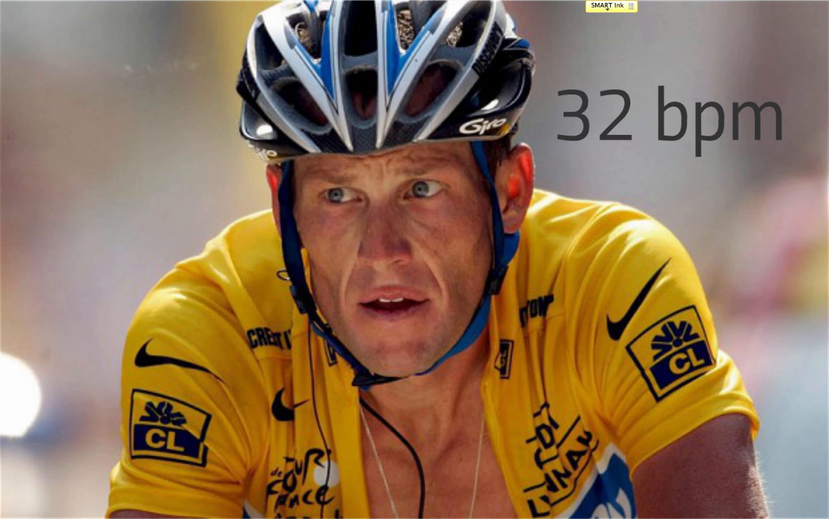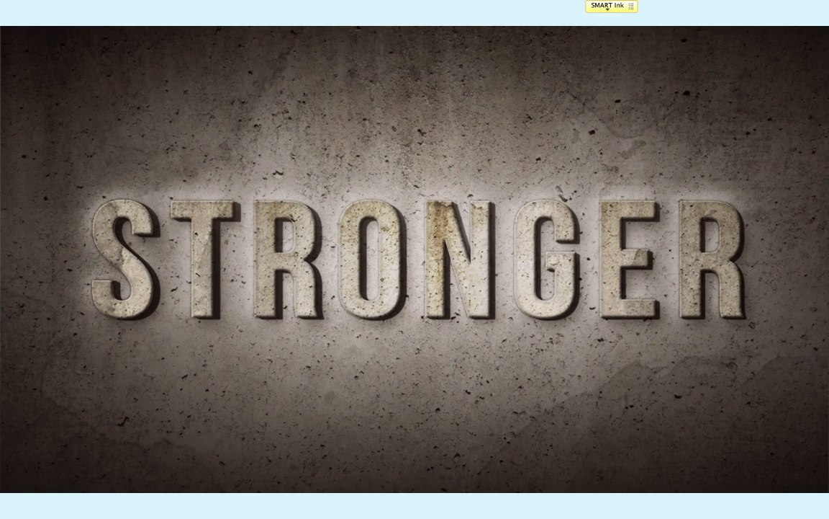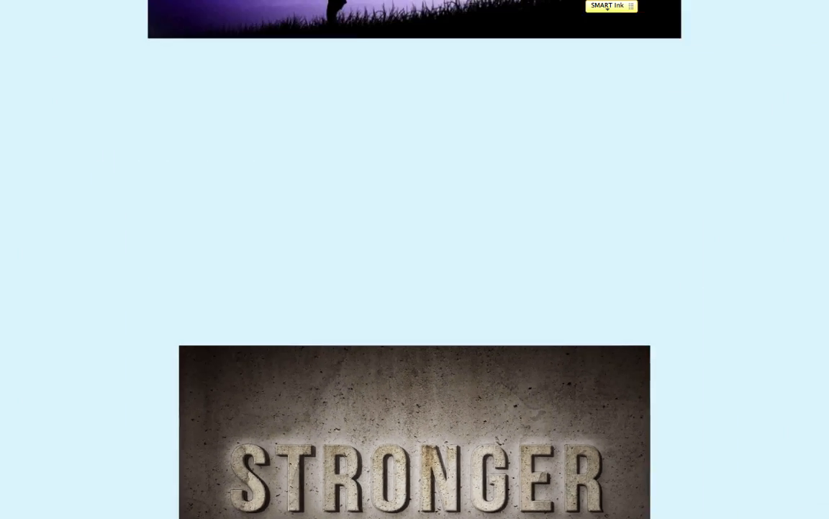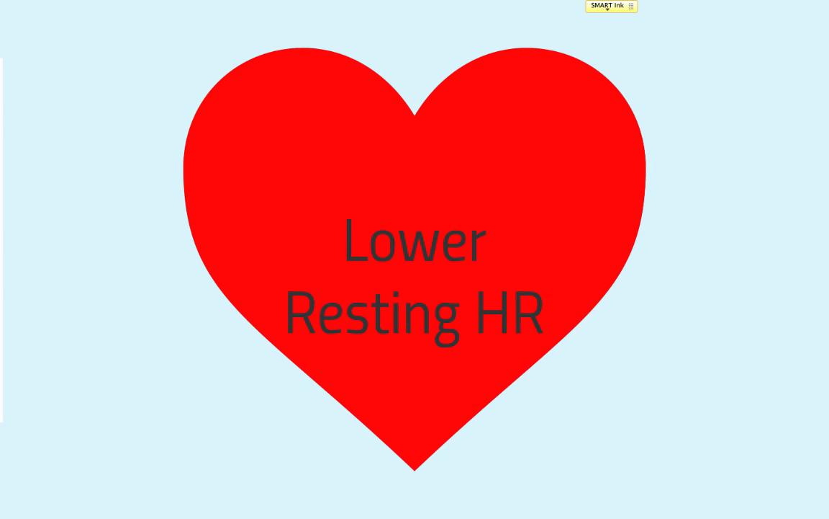It's important to have an understanding that a low resting heart rate means Lance Armstrong's heart is not having to work as hard as the person with a higher resting heart rate. Armstrong's heart is pumping the same amount of blood in fewer beats. This is a good thing. His cardiac muscle is stronger. When an individual undertakes aerobic training, their heart becomes stronger or more efficient over time. This leads to a lower resting heart rate.